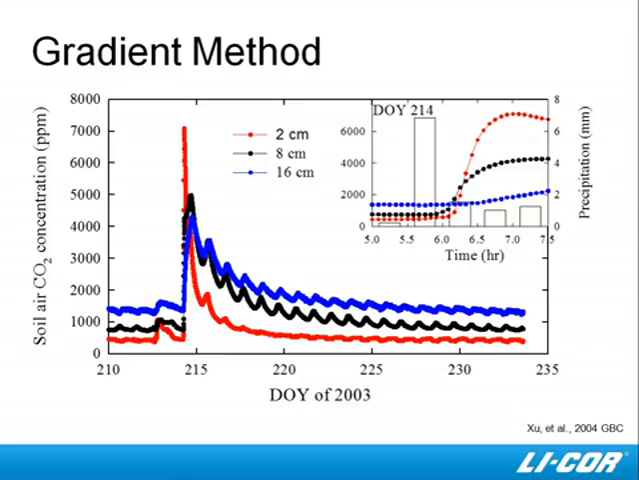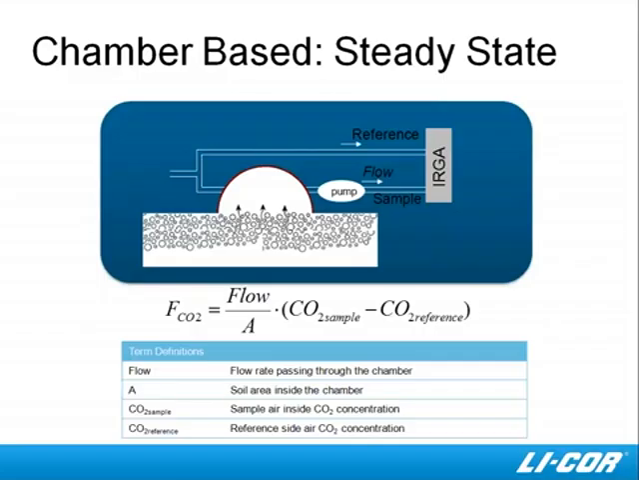So a different approach would be to use a chamber-based measurement. In a chamber-based measurement, you're covering over an area of soil and measuring what's going on with the CO2 concentration within the chamber. There are two approaches to this. There's a steady state approach, often called an open system, and there's a closed or transient approach to making chamber-based measurements.